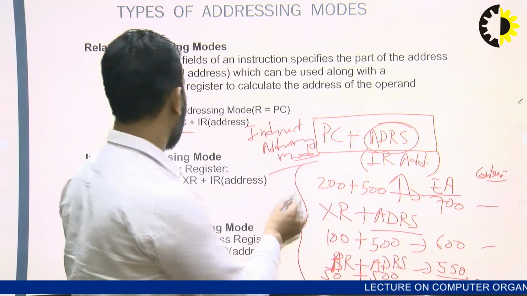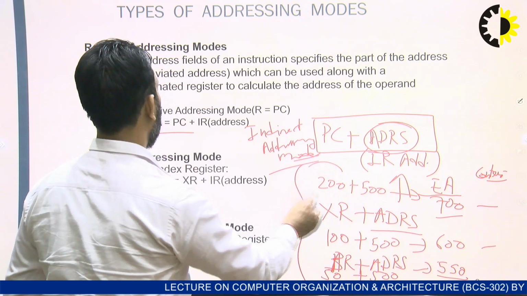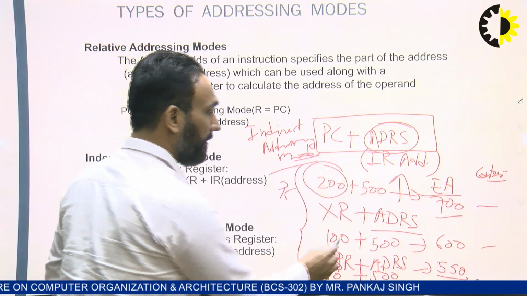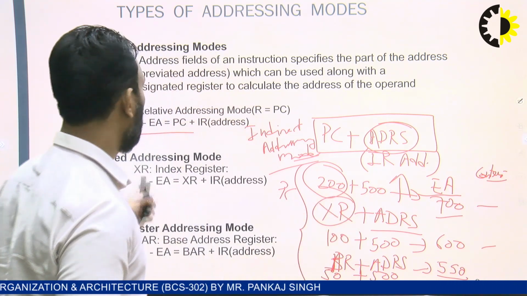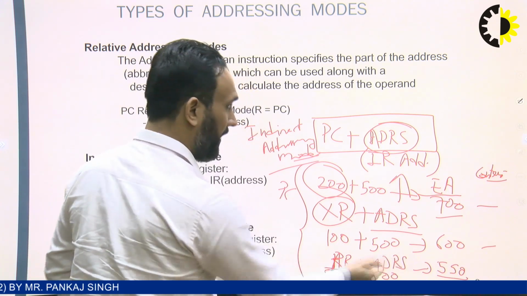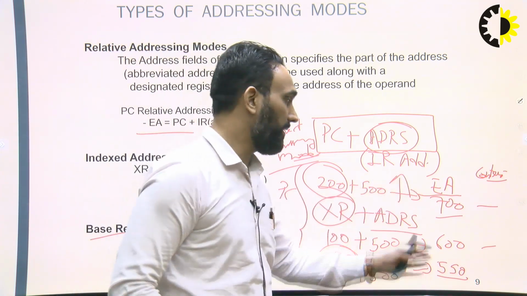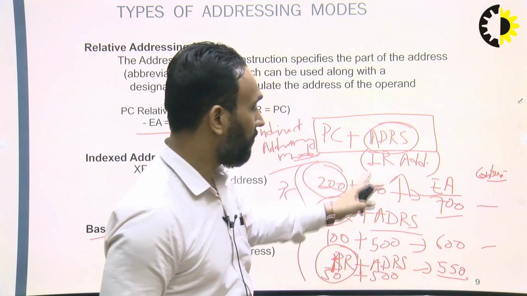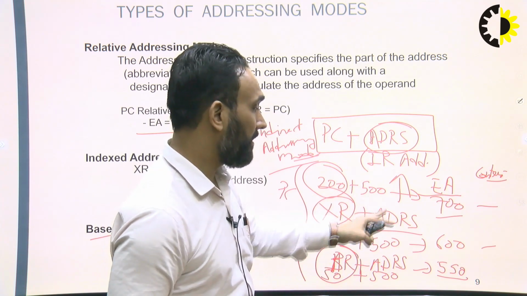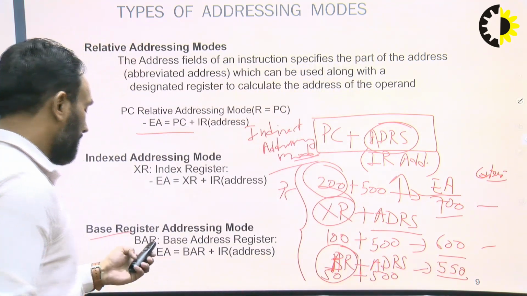So in the first case, the effective address is 700, which depends on the value of the PC, program counter. The second, index register, the value is based on the index register location, and in the third, the final effective address is based on the value of the base register. In this example, the effective address of all these addressing modes is different, but the address register is the same. So that is the basic difference between different addressing mode methods.